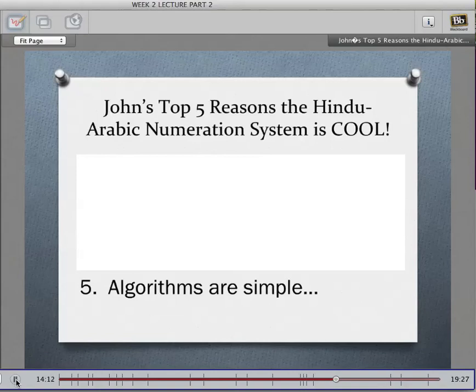Think of another system. Think of like Roman numerals. You've seen a clock with Roman numerals. Imagine developing a system, an algorithm that would be step by step. No matter what numbers you put together, you would always follow the same steps. It's not possible. Our system, it's possible. We learn one process and it works for huge numbers and it works for small numbers. So algorithms are simple. That's pretty cool.